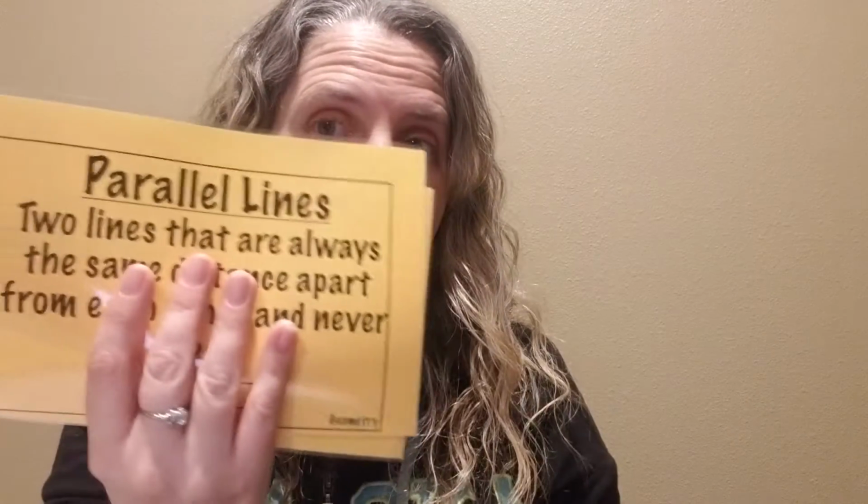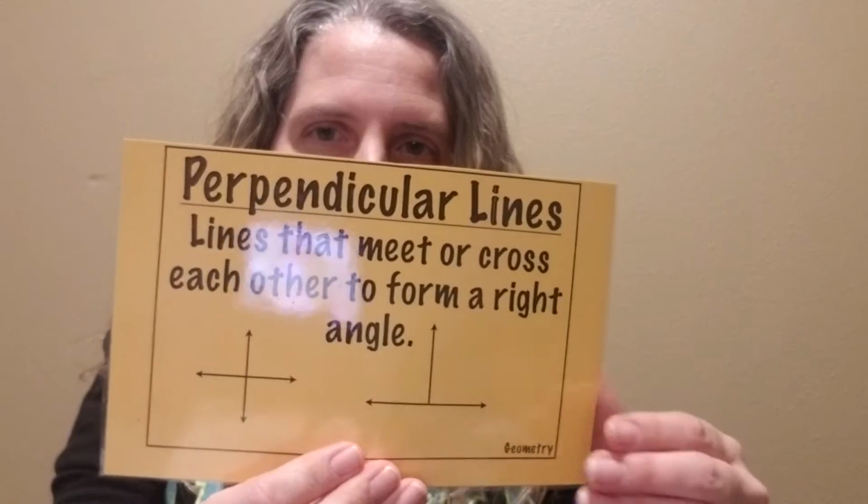Okay? Thinking about lines, 2 lines that are always the same distance apart from each other and they never meet. They are parallel. And then lines that meet or cross each other and they form a right angle. What kind of lines are those? Perpendicular. Good.